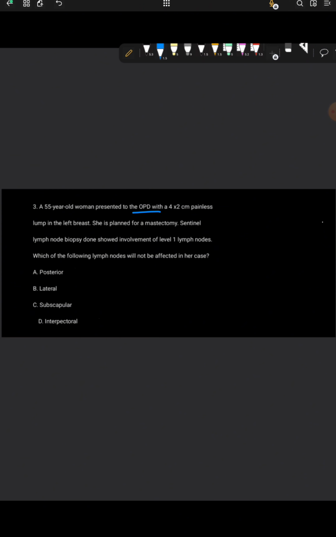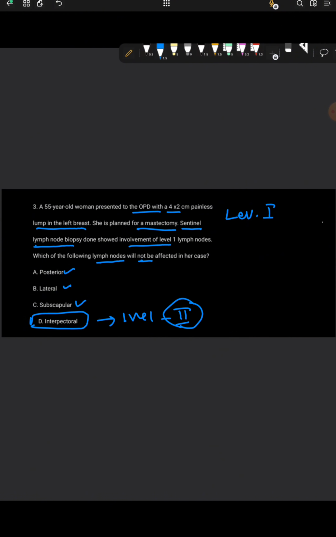A 55-year-old woman presents to OPD with a 4x2 painless lump in the left breast. She is planned for mastectomy, and sentinel lymph node biopsy done showed involvement of the level 1 lymph nodes. Which of the following lymph nodes will not be affected? In level 1, which is the posterior, lateral, subscapular or interpectoral, which will not be affected? So it is interpectoral because it falls in level 2. I told you, go to the previous topics, in the lymphatic drainage I told you about the interpectoral lymph nodes, which are Rotter's lymph nodes. It falls in level 2.